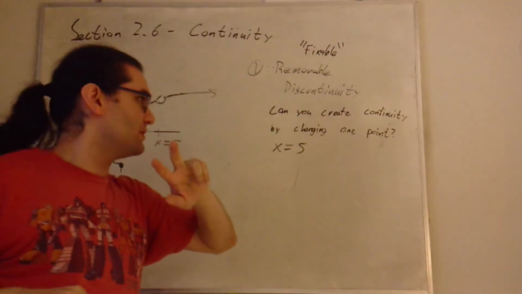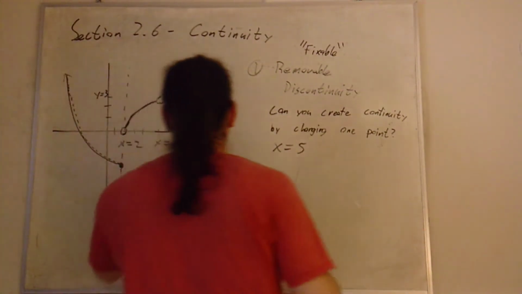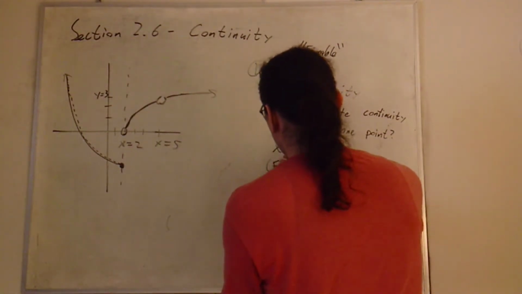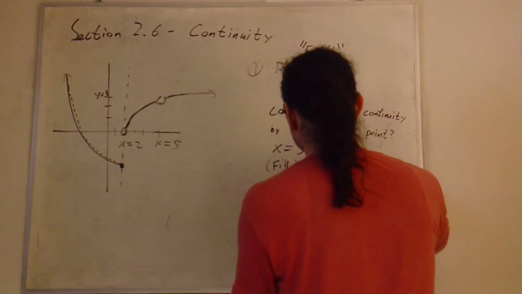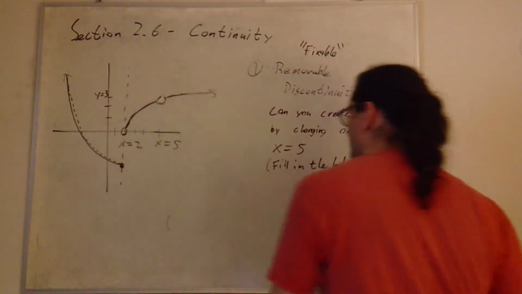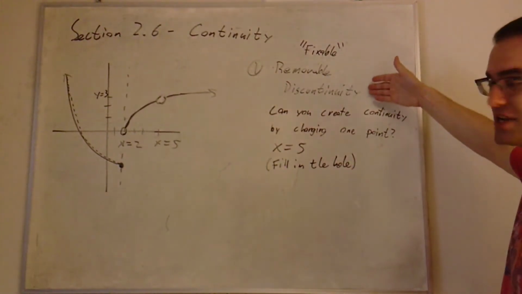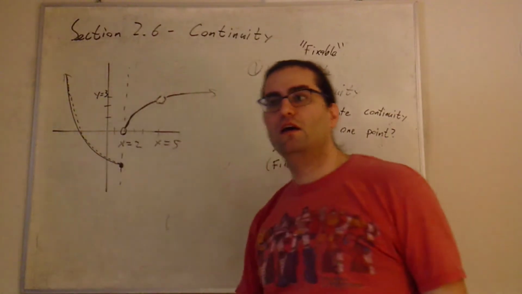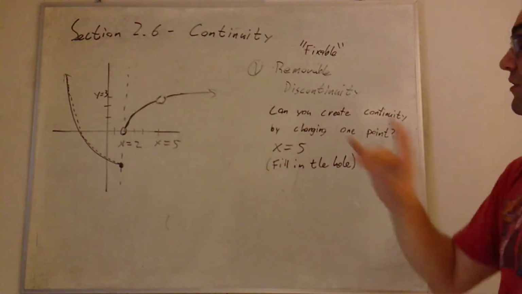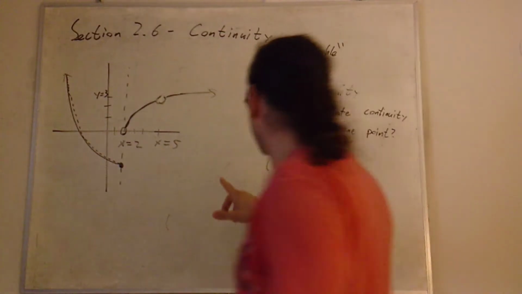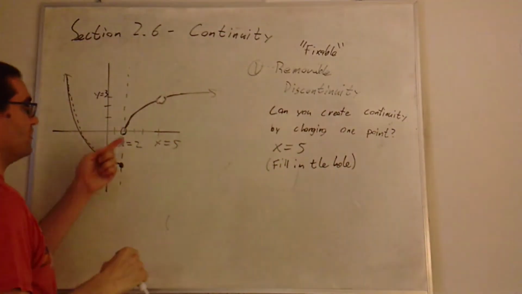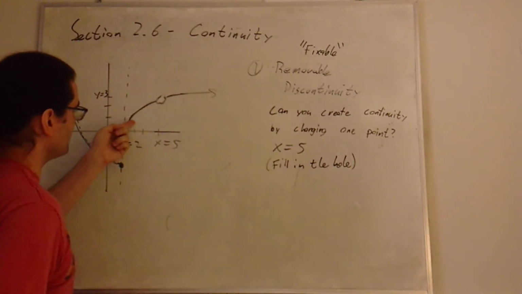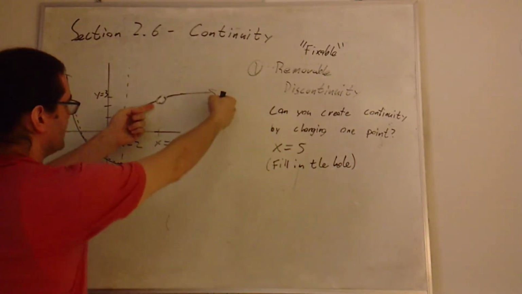Two things I want to mention about this. You can think about this as like fill in the hole. That's really what a removable discontinuity is. It's a hole that you can fill in to connect the function. The other thing I really want to emphasize here is that the language I just used to describe this discontinuity is as x approaches from the left and as x approaches from the right.